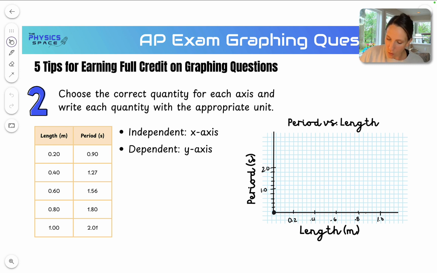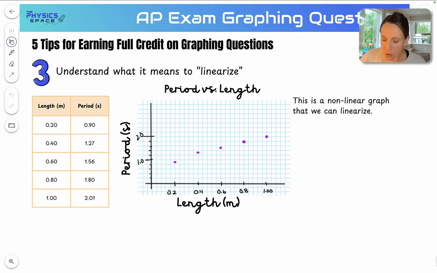It's okay if I don't go all the way up the length of this, because it's still pretty spread out along the x-axis. It's not always going to work that it's spread out perfectly along both axes. That is okay. All right, so the next thing that we want to make sure here is that we understand what it means to linearize a graph.